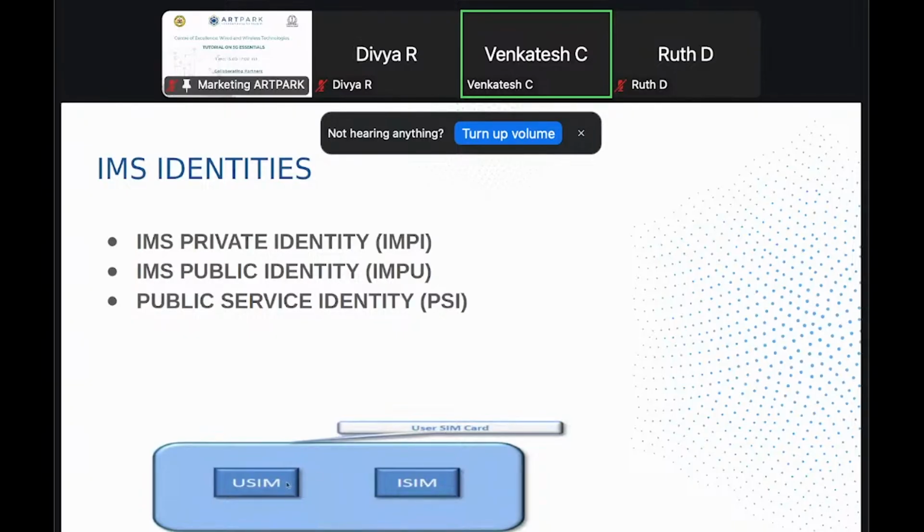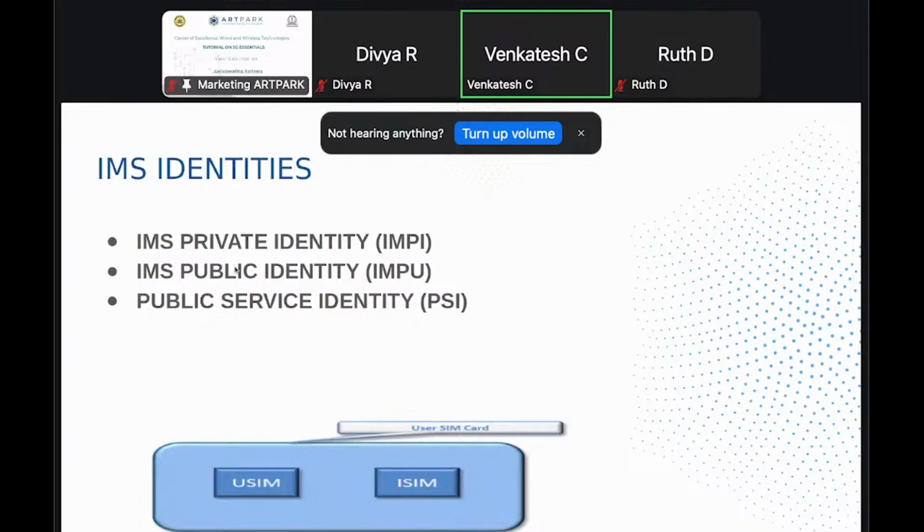USIM will store some of the 5G credentials, like the IMSI, key and OPc. In the same way, the ISIM will store the IMPU, IMPI, and some of the authentication parameters like a key and OPc as well for the IMS authentication. Now let's move to the IMS private identity. This is the unique private identifier assigned to the user by the operator. It is never shared with other users and is used for authentication purposes. We can think of it like a username that the network uses internally to verify the user subscription.